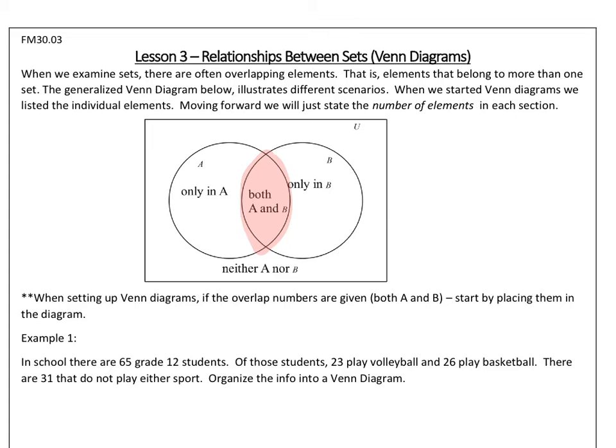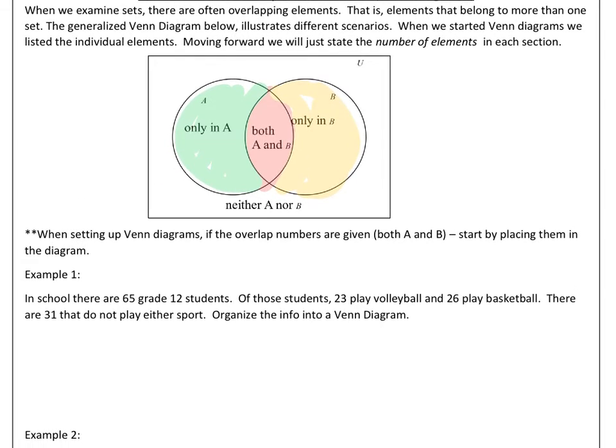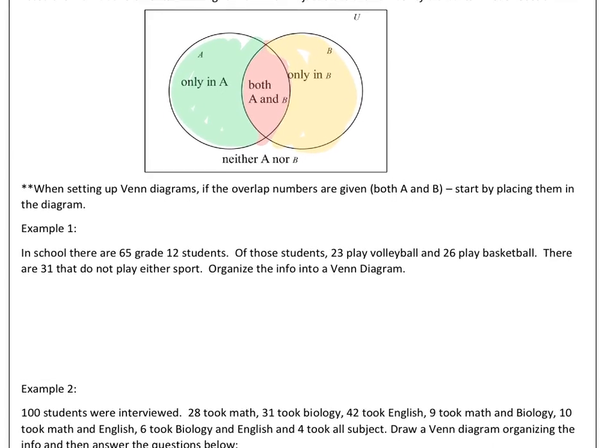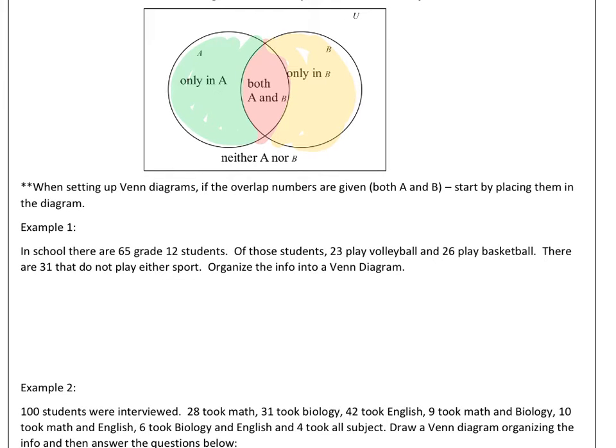So I think you had one example like this in your last section questions. This is the things that are only in A, this is the things that are only in B, and the red is things that happen in both, okay? So we're going to take a look at an example. Prior to this, we were putting in all the elements. We're going to mostly be looking at just the number of elements in each thing, okay?